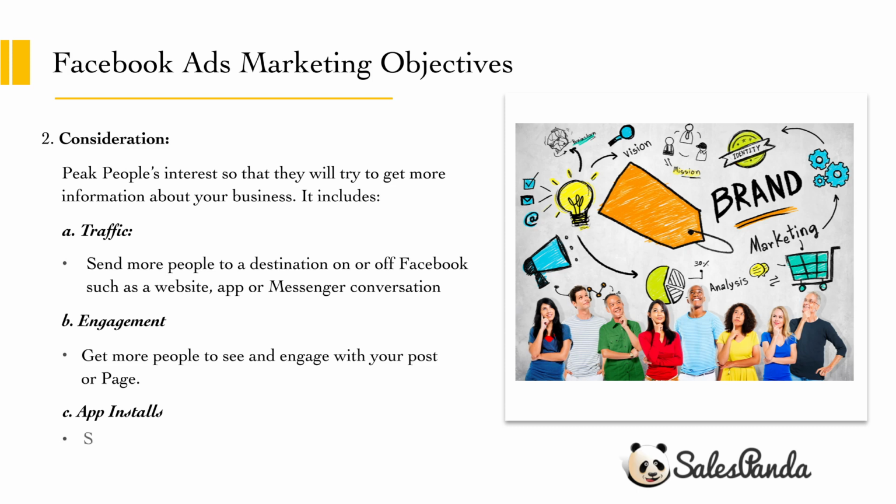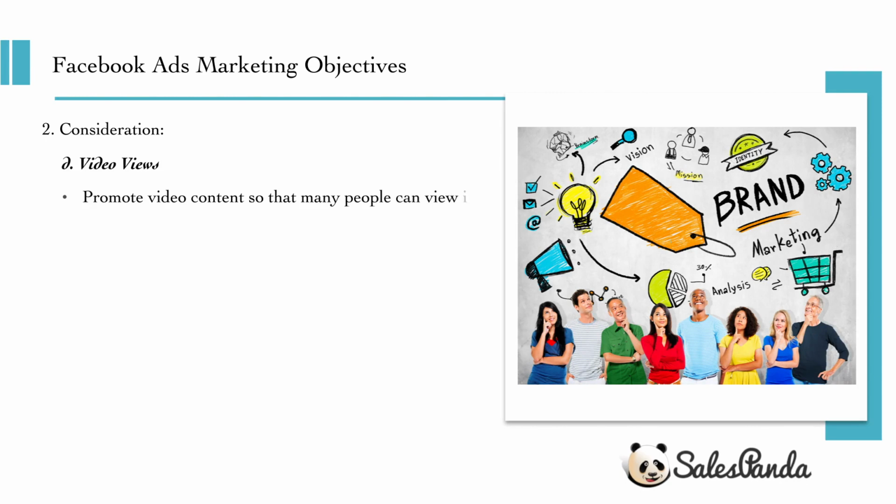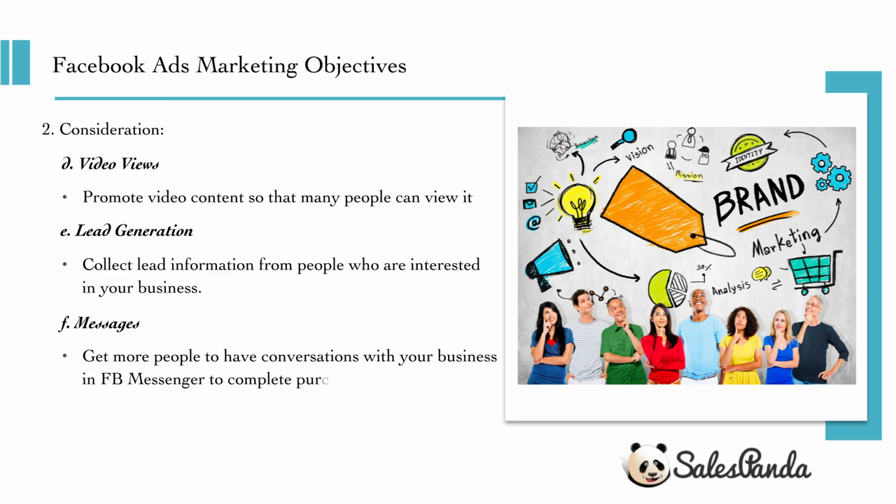App Install is used to get more people to install your app. The Video Views objective is used to increase the number of views of the video content published. The next objective is Lead Generation. This is used to capture details of the target audience like their phone number, email ID, name, etc. to contact them for business purposes. The last one in this category is Messages. It is used when you want more people to contact your business through Facebook Messenger.